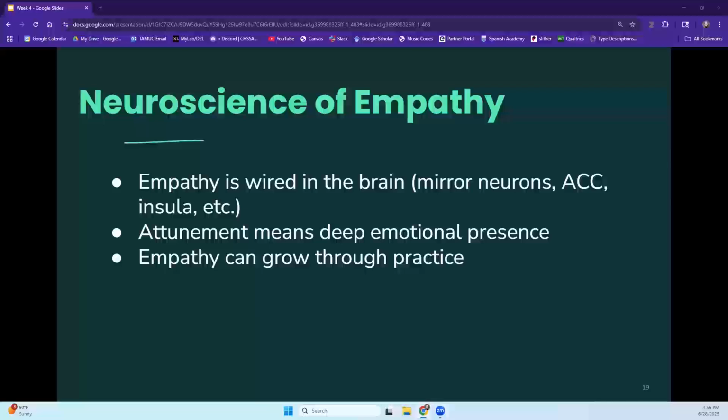And this is all where attunement comes in. So attunement means being deeply present, really tuning in to someone else's tone of voice, their expression, their posture. It's not just noticing emotion, but resonating with it. So in neuroscience, these mirror neurons help us tune in or sync up with others. And these other parts of the brain, the insula, the ACC, help you feel it. And that prefrontal cortex helps you stay steady and respond with care.